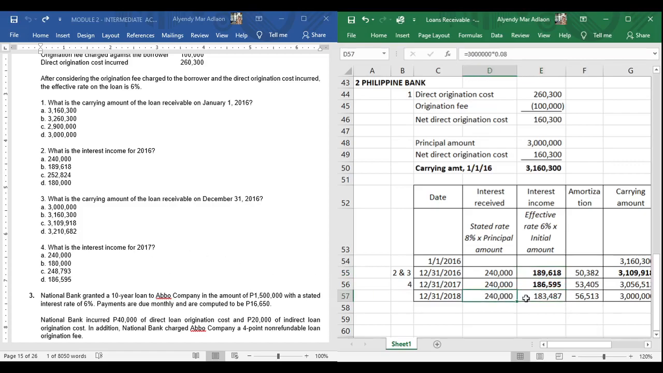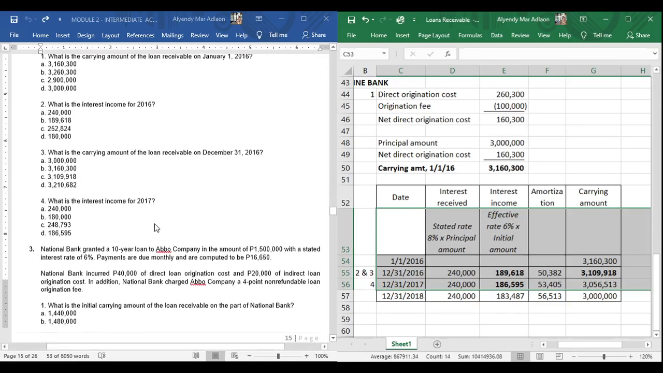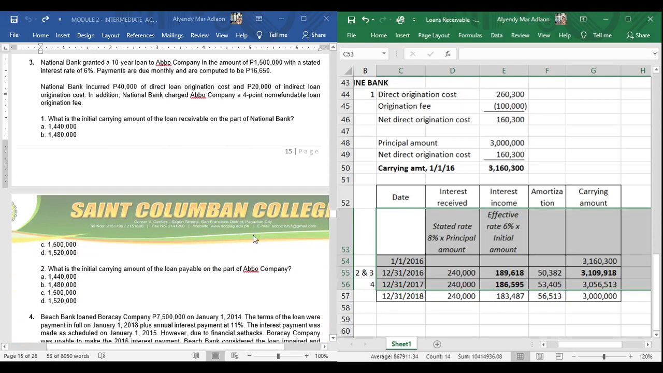Okay, so for number 4, the question is already solved. So, just a short solution, you can now get all the answers that would be needed. So, it will be very important for you to master the table. Now, let's proceed to number 3.